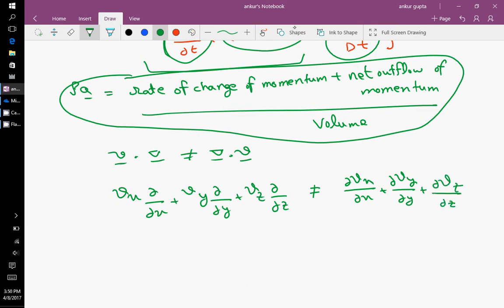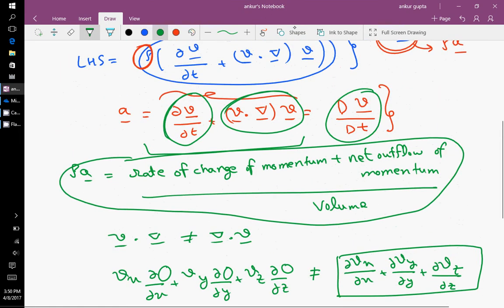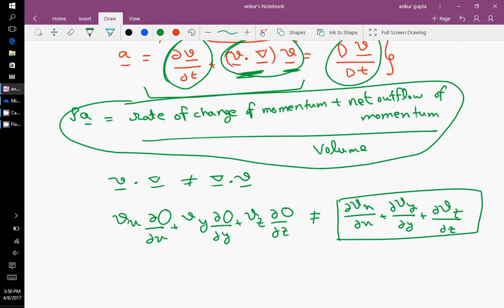So here the velocity is within this operator on this side, and there is something missing here for this to be valid. That's why this is an operator. V dot del is an operator and it acts on this velocity vector in the Navier-Stokes equation. So do not forget that V dot del is not equal to del dot V.